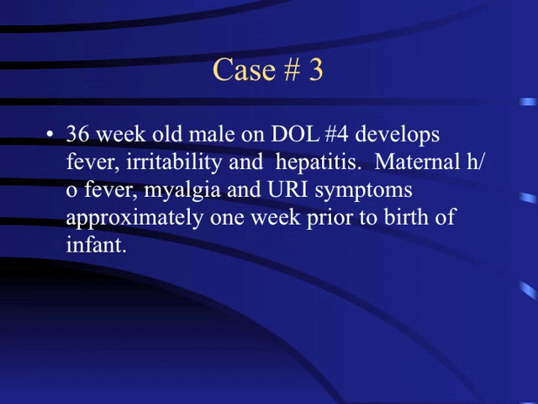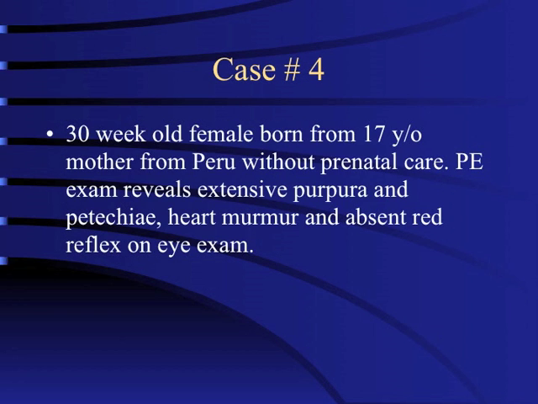Third case was a 36-week-old male who on day of life 4 developed fever, irritability, and hepatitis. There was a paternal history of fever, myalgia, and URI symptoms about 1 week prior to the birth of the infant. This baby actually ended up having an enterovirus infection, which can be quite severe in babies, and it can lead sometimes to a severe myocarditis that sometimes requires a heart transplant. Sometimes also severe hepatitis that ends up requiring liver transplant. And we'll talk a little bit about the only available treatment that's available on a compassionate basis.